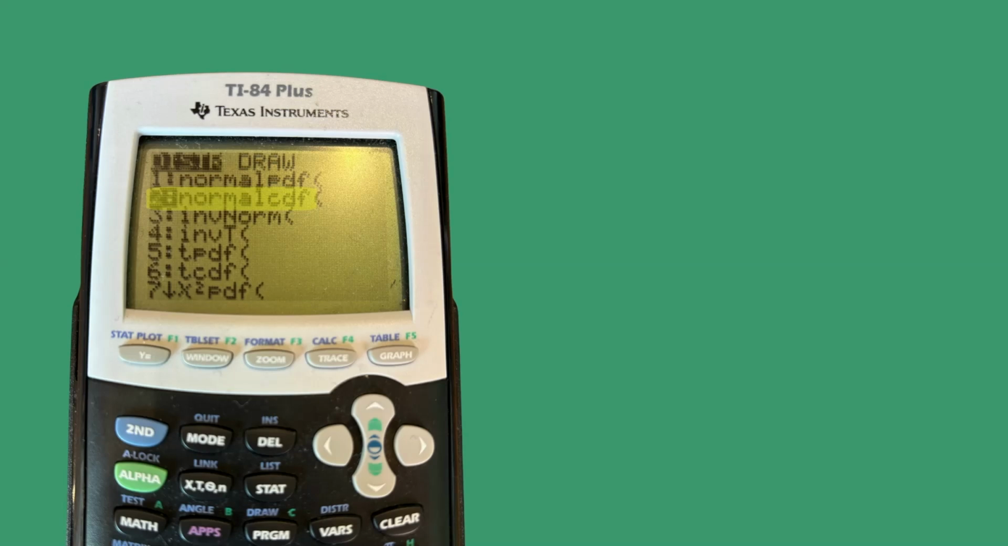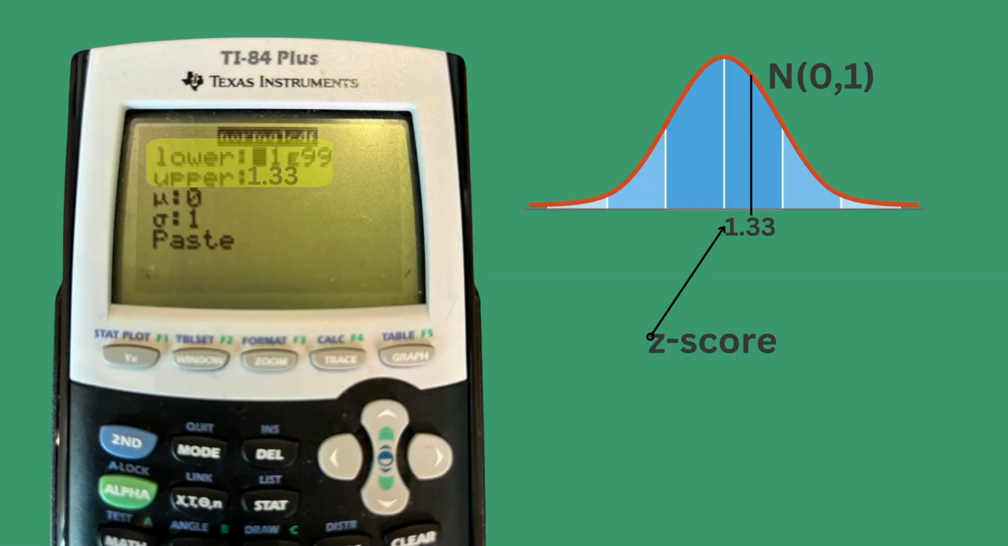What the normalcdf button does is it calculates a probability within an area. So when you click on that, you see a lower bound and an upper bound, then your mu and your sigma, so mean and standard deviation.